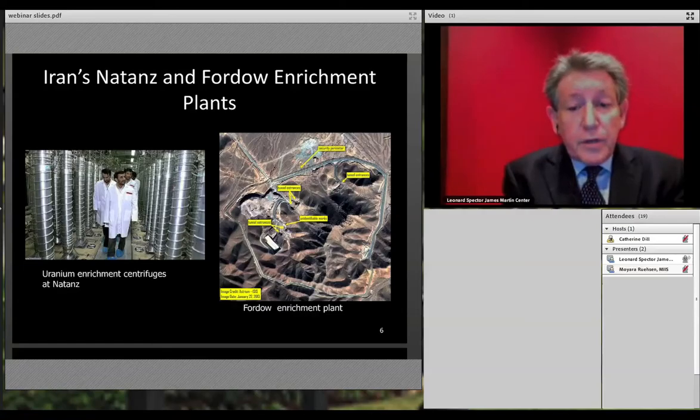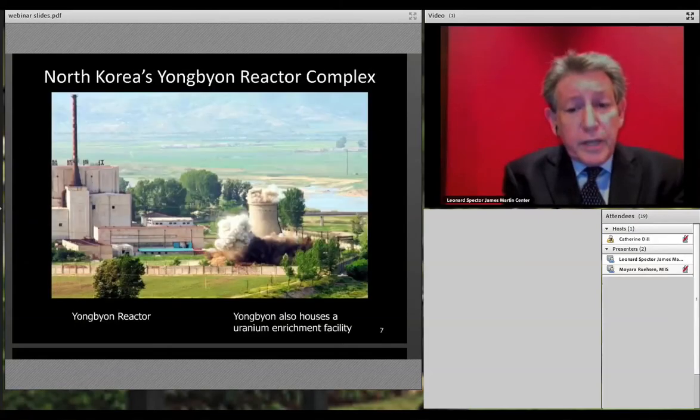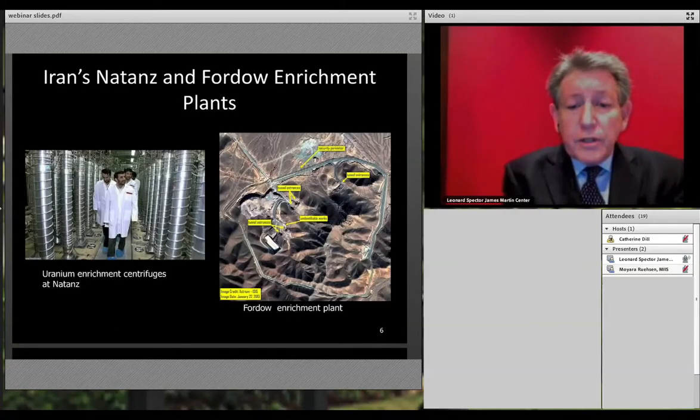North Korea has a plutonium production reactor and a reprocessing plant, a plutonium separation plant, and it used plutonium for its 3 nuclear tests. As we will see, both countries have relied on illegally obtained equipment and materials to build and operate these sensitive facilities.